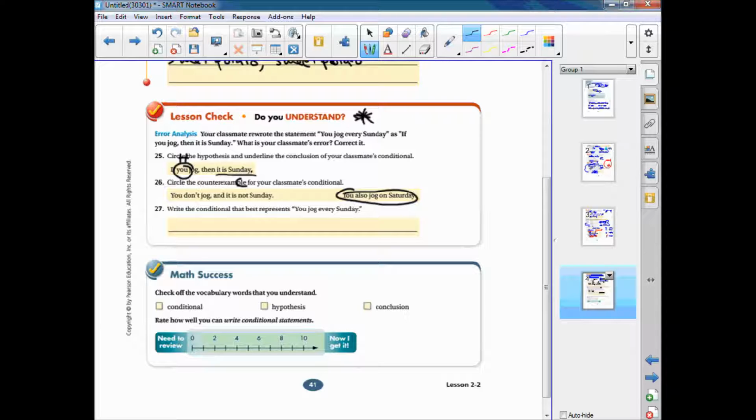You don't jog and it's not Sunday is not a counterexample. You don't jog doesn't make the hypothesis part true. That fails our hypothesis. You're not jogging, it's not Sunday, that doesn't matter. All right. So write the conditional statement that best represents "you jog every Sunday."